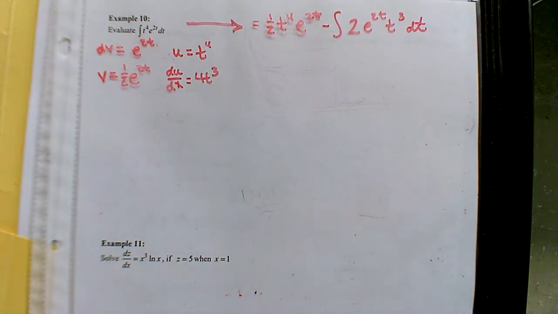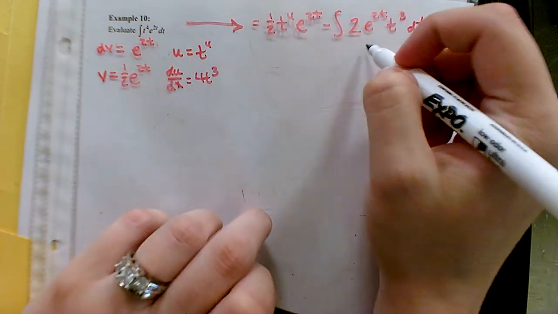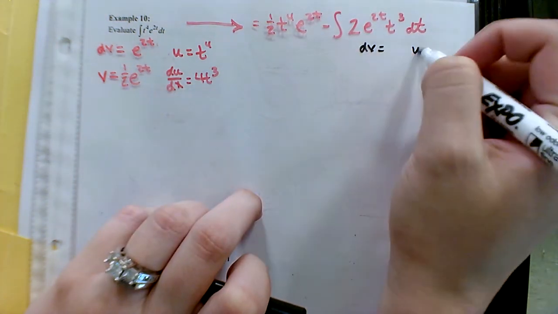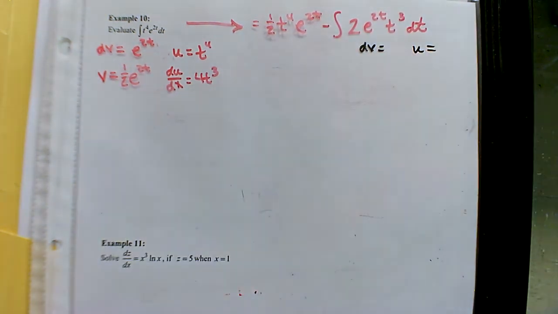So technically this new integral should be easier for us to work backwards from. Can we do reverse power? Can we do u sub? Can we do by parts again? Partial fractions? We gotta do it again. All right, so dv, and what's u?